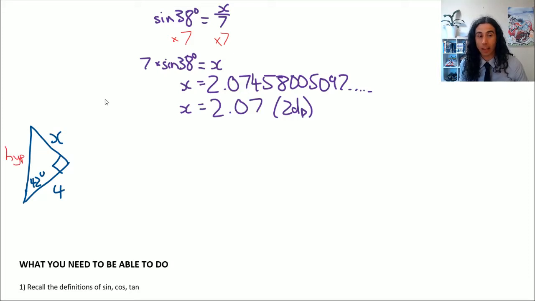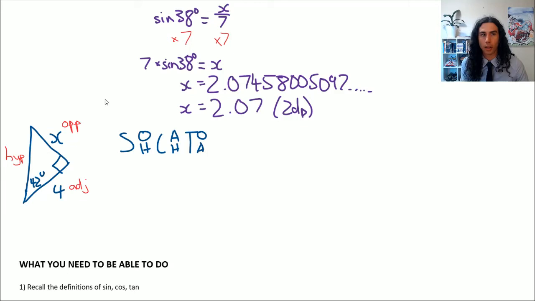And the adjacent is next to the angle. And opposite up here is the X. 1, 2, 3. Now I'm going to write SOHCAHTOA. I think it's a nice thing to do. And I'm going to write it this way because it's nice and visual. It makes things a little bit easier. Put a line so we don't get confused.